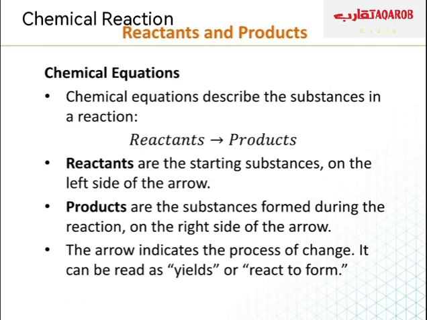Let's check the chemical equation. For each chemical reaction, there is a chemical equation which describes the substances in a reaction. You will find the reactant on the left side, then you have an arrow, then on the right side you will find the product. What do we mean by reactants or the products? Reactants are the starting substances on the left side of the arrow, while the products are the substances formed during the reaction on the right side of the arrow. The arrow indicates the process of change. It can be read as yield or react to form.